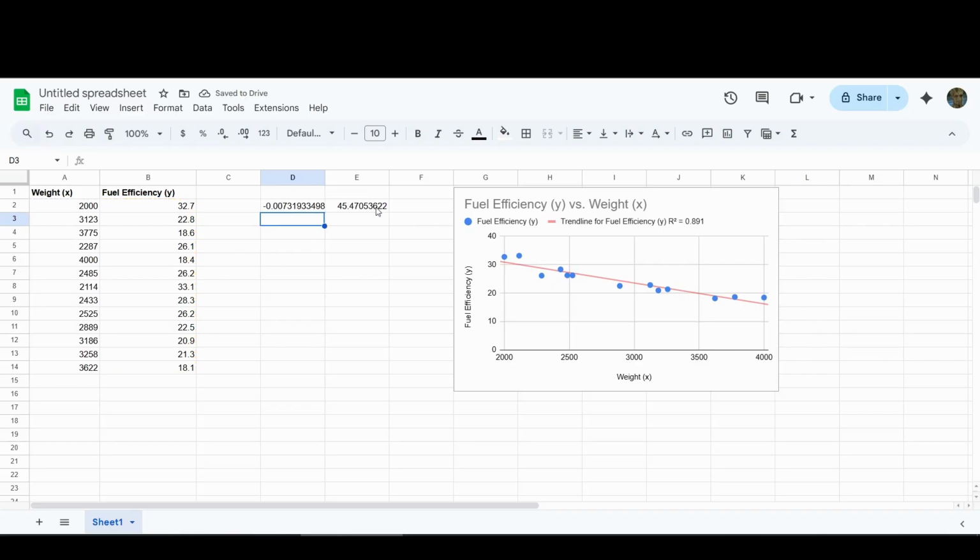So what this has done, this has given me the slope right there, and this would be our y-intercept over here. All right, so that's going to save us a lot of time. So right away, I've already got the slope, I've got the y-intercept, and over here I've got the R squared value. This is going to save us a lot of time.